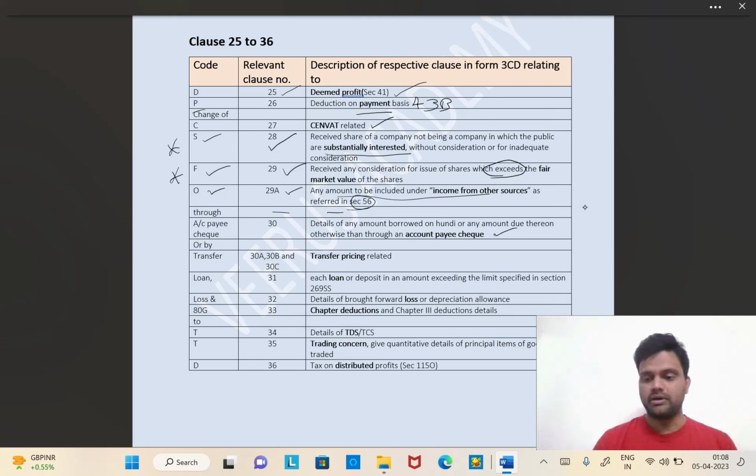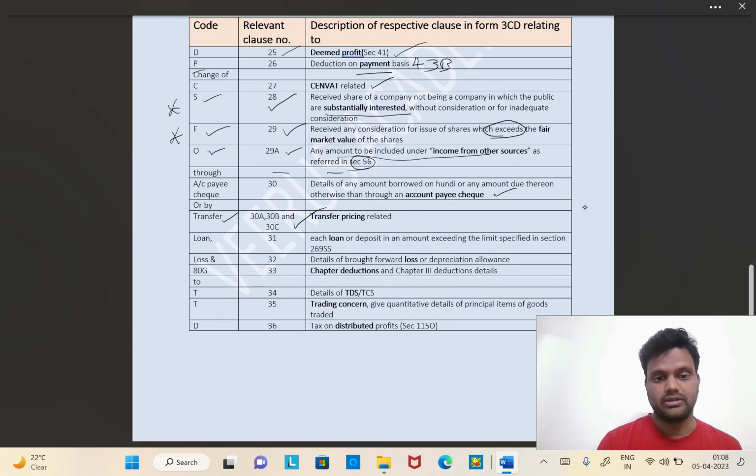Or by what? DP change of CSFO through account payee check, or by what? First one, transfer. Transfer means transfer pricing. I use the word transfer for transfer pricing related provisions. Clause number 30A, 30B and 30C are covered here.